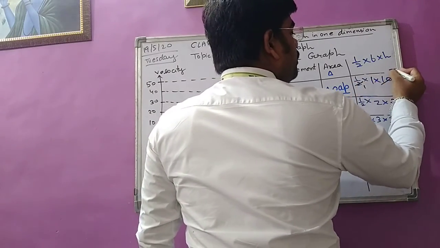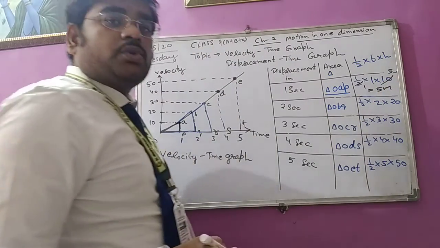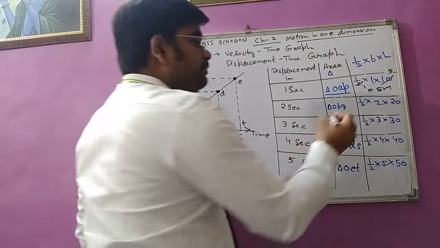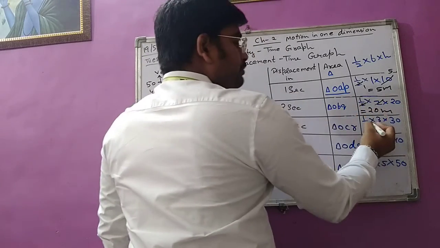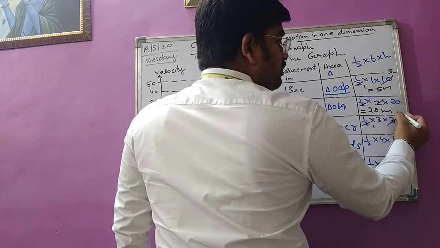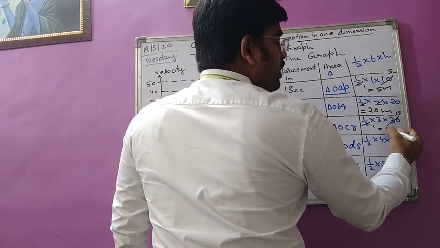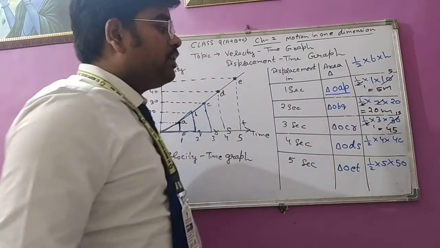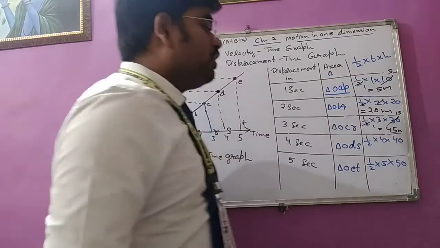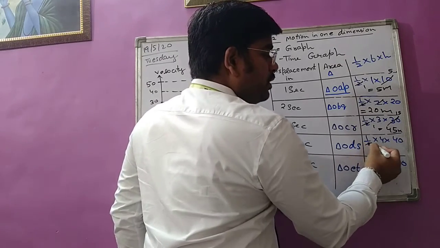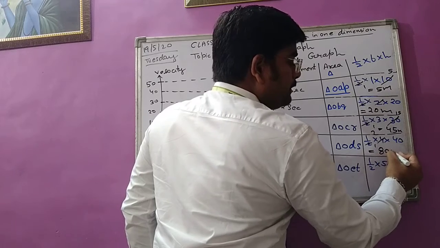After solving, you will get 5 meter, because the displacement is there now. So the answer will be 5 meter. This 2 and 2 will be cancelled. 20 meter. Then 45. Okay, that will give you 45 meter. And for this, 2 1s are 2, 2 2s are 4, 80 meter.